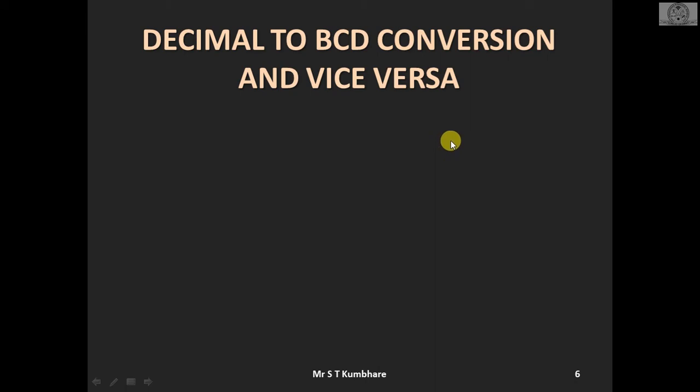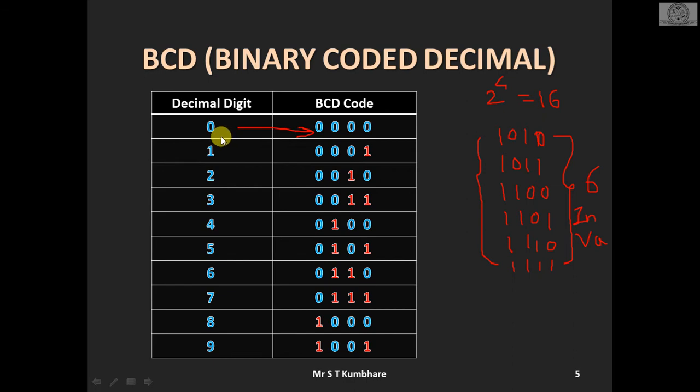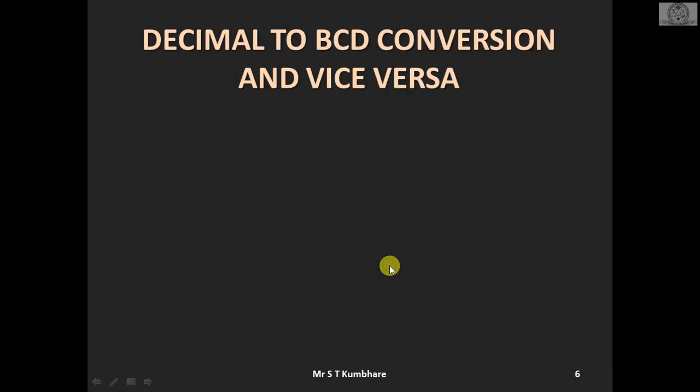Next, decimal to BCD conversion and vice versa. Just now we have seen the conversion from decimal to BCD in this slide. For 0 you have to represent 4 times 0. For 1 you have to represent 3 times 0 and 1. Like this, for each decimal digit, you have to write down its equivalent BCD code in 4-bit form. So suppose I give you a number like 23, and I ask you to write down its equivalent BCD code.